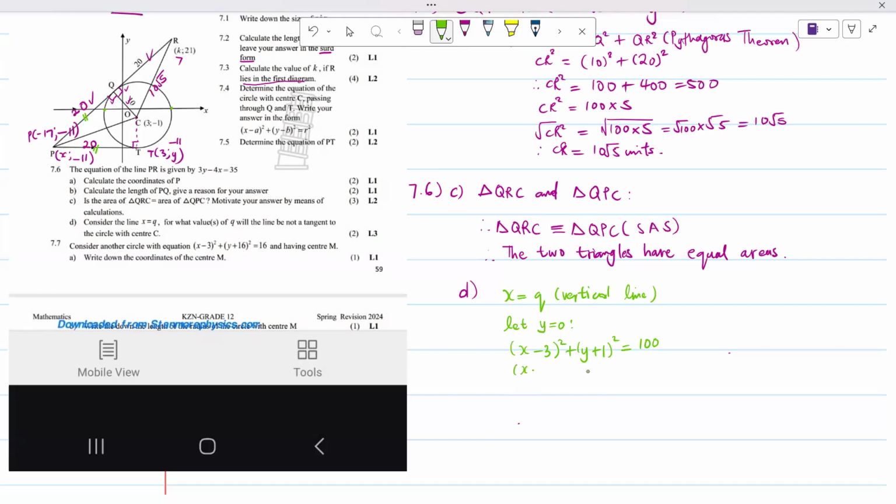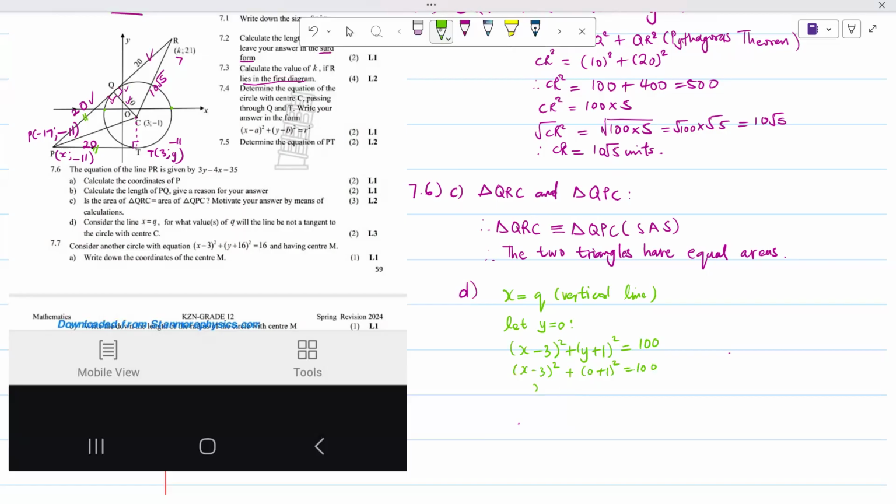This is what I'm going to have. Therefore, this will give me (x − 3)² equals 99, because the 1 will go to the other side. Then I'm going to take square roots on both sides. That will give me what?